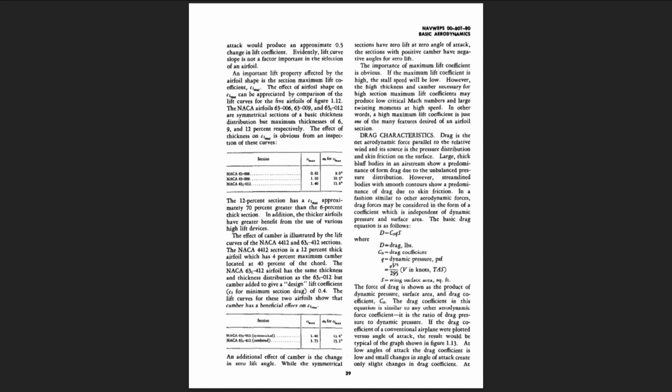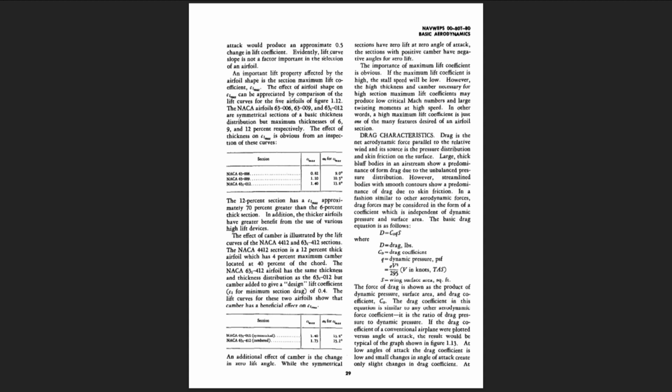Drag characteristics. Drag is the net aerodynamic force parallel to the relative wind, and its source is the pressure distribution and skin friction on the surface. Large, thick bluff bodies in an airstream show a predominance of form drag due to the unbalanced pressure distribution. However, streamlined bodies with smooth contours show a predominance of drag due to skin friction.